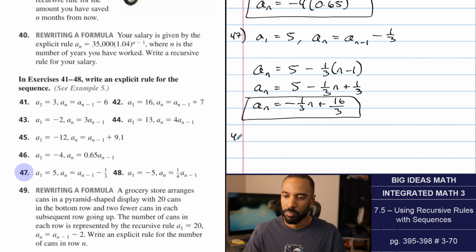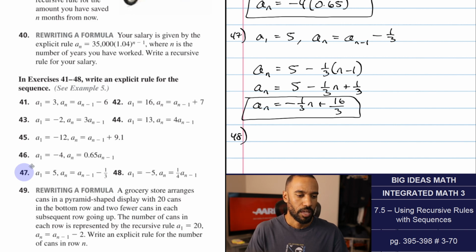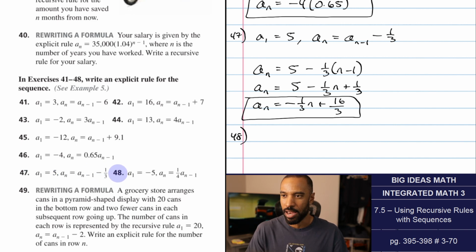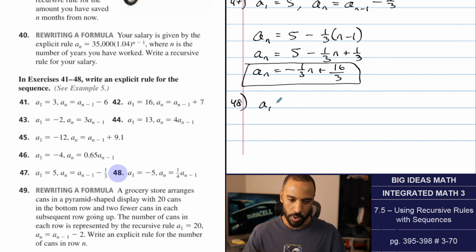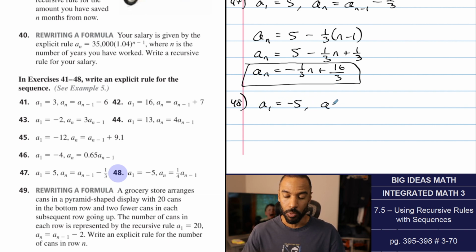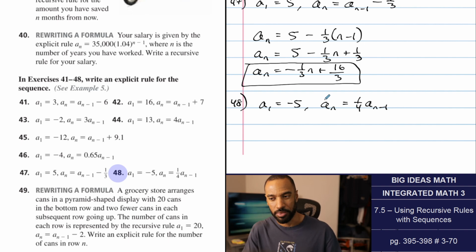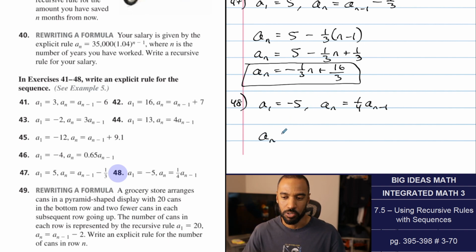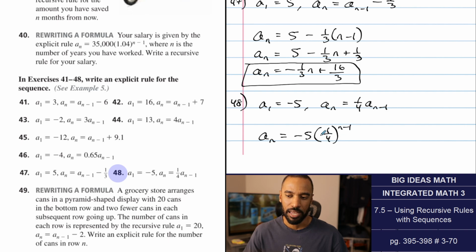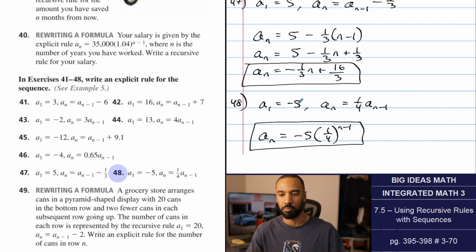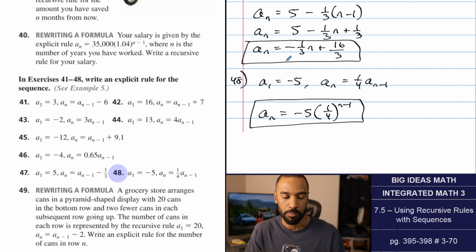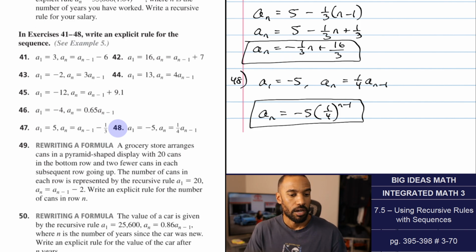Number 48, last one of this set. A sub 1 equals negative 5, and a sub n equals 1/4 of a sub n minus 1. Now, if there's one thing I need to state on this, although I've been doing it for all the problems and I will continue to do it, I've been using parentheses for the geometric sequence rules the whole time. It hasn't been so much a requirement for integers, but it is for fractions and negative numbers. So this 1/4 is required to be in parentheses here, whereas for whole numbers it wouldn't be. Negative numbers it would as well when it comes to raising the powers. And I've stressed that enough that I hope it makes sense.